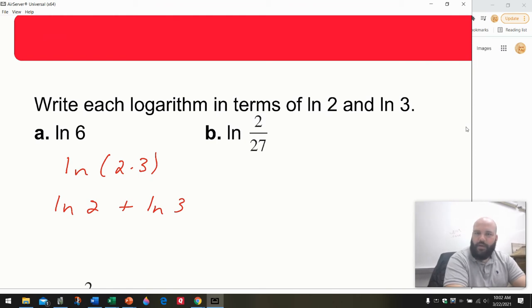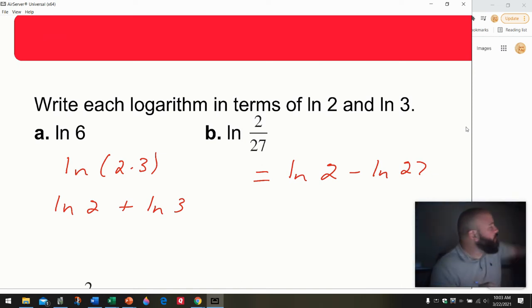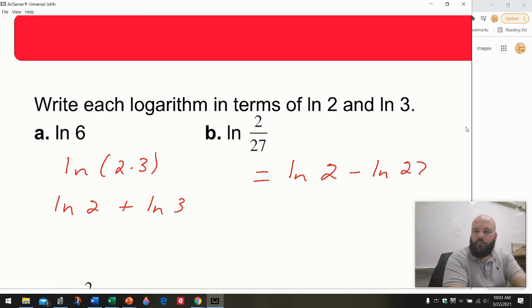Now, the next one is a quotient, and it's going to take a little bit more work, but you'll see how this works. The first thing we will do is to break up that quotient. So it says natural log of 2 minus the natural log of 27. Once we have the natural log of 27 written, we can see that that does not fit into having 2's and 3's. So we need to rewrite 27. And what hopefully you realize is 27 is 3 to the third power. So rewrite this again as natural log of 2 minus the natural log of 3 to the third.